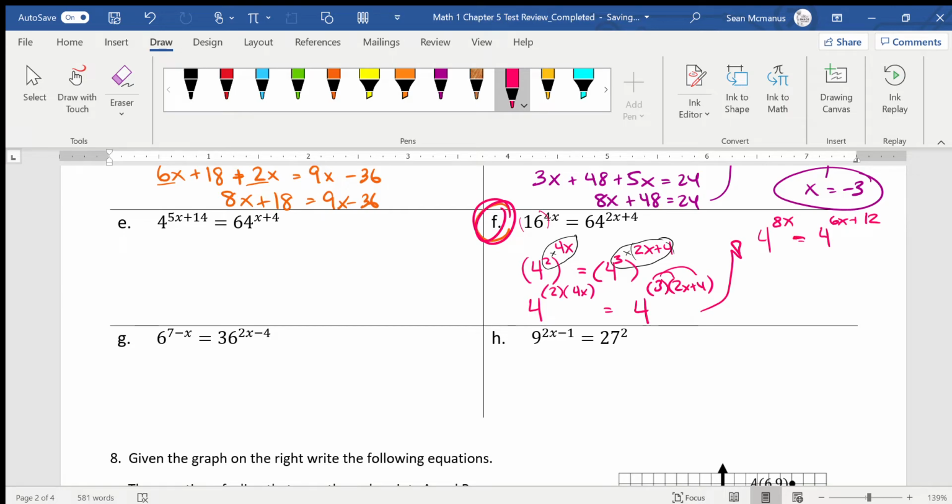So the equation means equal, so they're equal to each other. If the sides are equal and the bases are the same, that means the exponents are the same. So 8x has to be equal to 6x plus 12. Subtract 6x from both sides, and 2x is 12. The x must be 6.